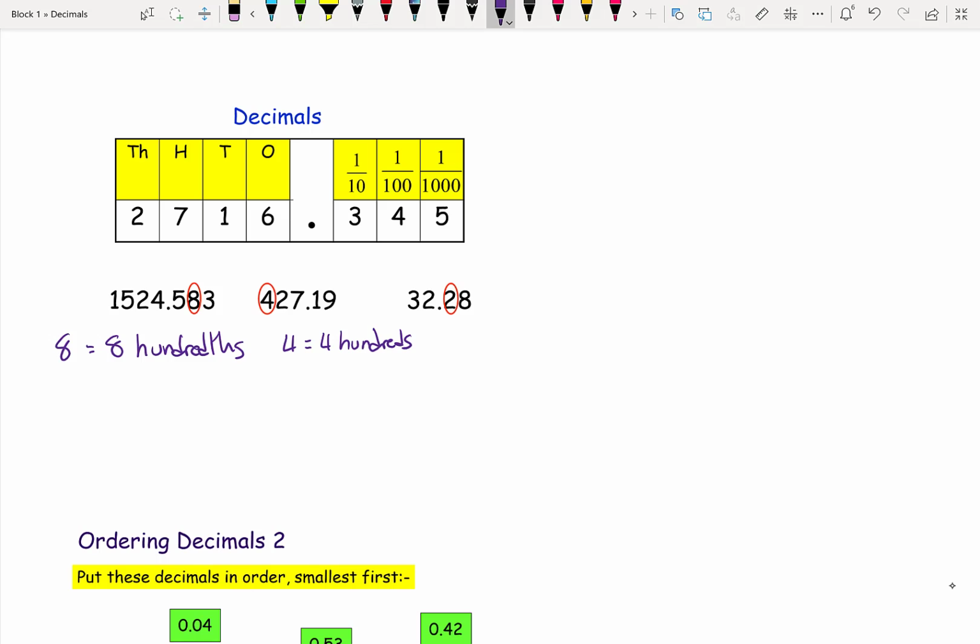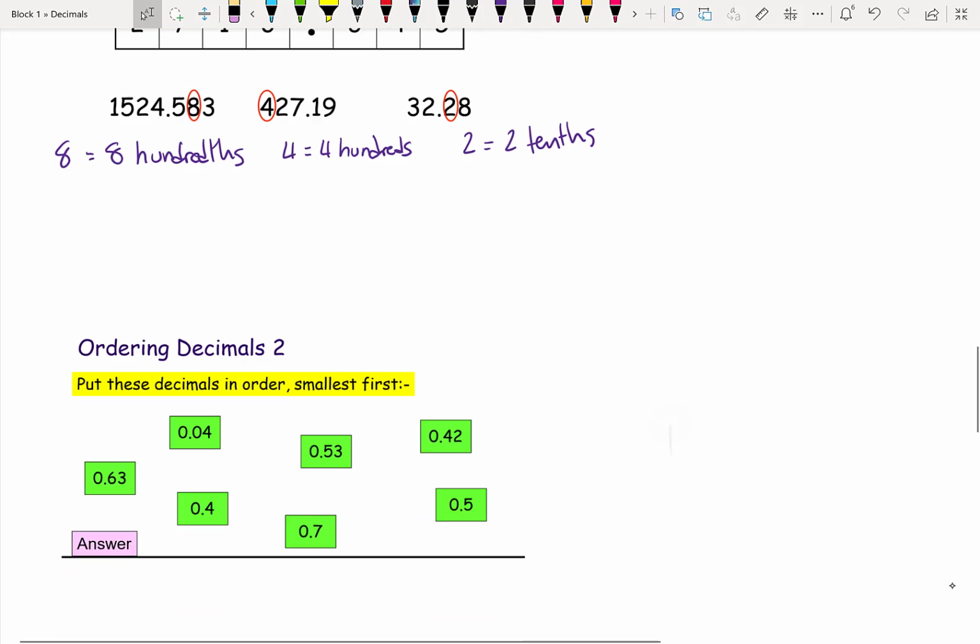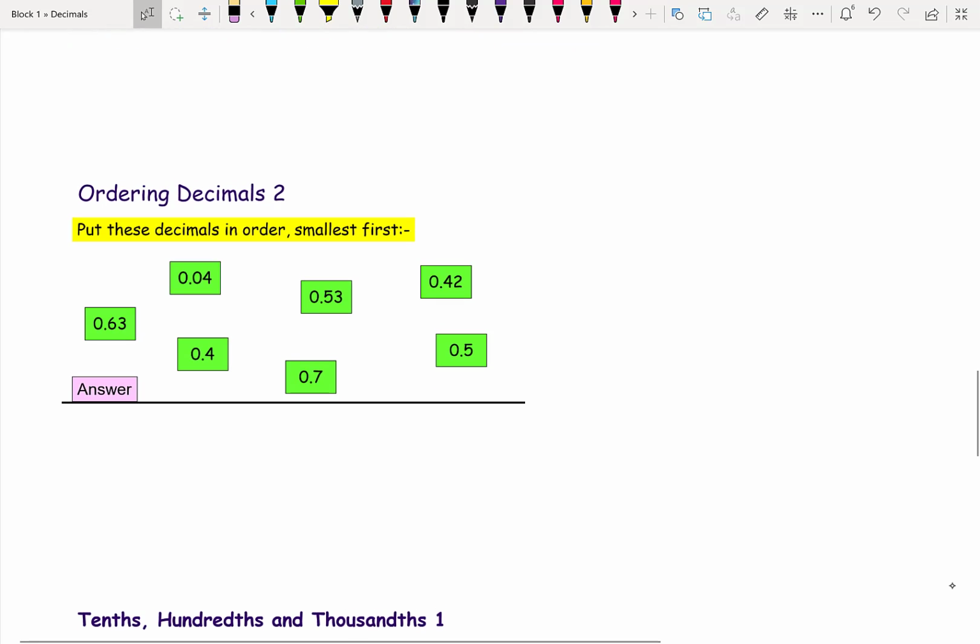And finally, I've got my 2, and that is equal to 2 tenths. So that's what I'm looking at there. Something you'll be asked to do that often provides a little bit more of a challenge than it needs to be is when we're asking you to order decimals. Okay, and this is where this kind of misunderstanding around how much the decimals are worth comes into play. So we're going to have a look at ordering some of these decimals.